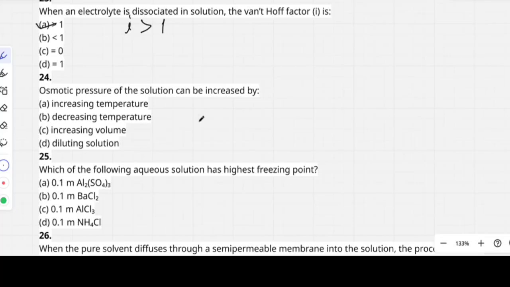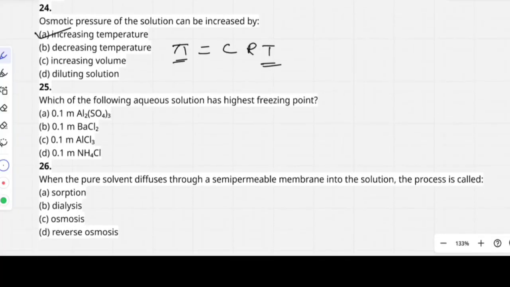Next, question number 24. Osmotic pressure of the solution can be increased by... see here, osmotic pressure π is equal to C into R into T. So π is directly proportional to temperature. So osmotic pressure of the solution can be increased by increasing the temperature. Okay.